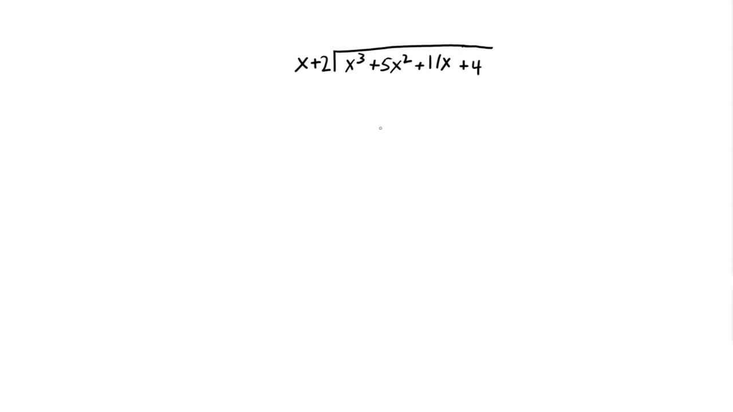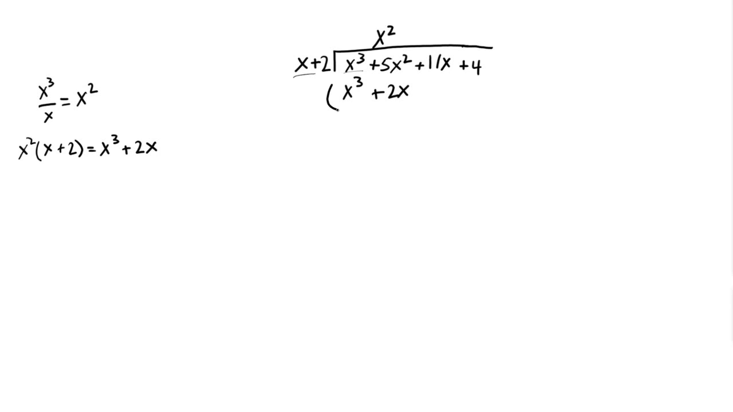So I'm going to follow the same process I did with that quick little example, but I'm going to write all my steps out, because sometimes that can help. So I want to divide x to the third by x. That gives me x squared. So x squared is what goes up here, and then I multiply x squared by x plus 2. That gives me x to the third plus 2x squared. That's what comes over here.